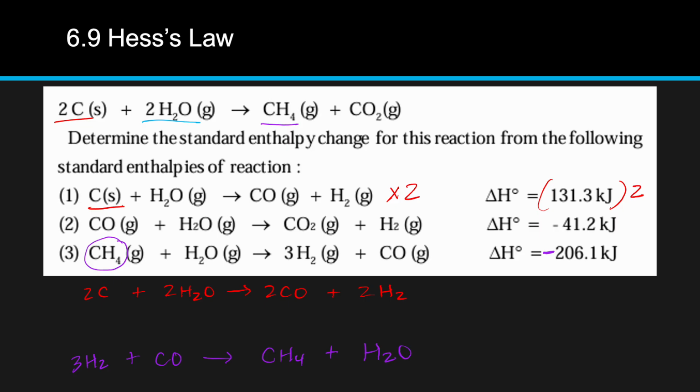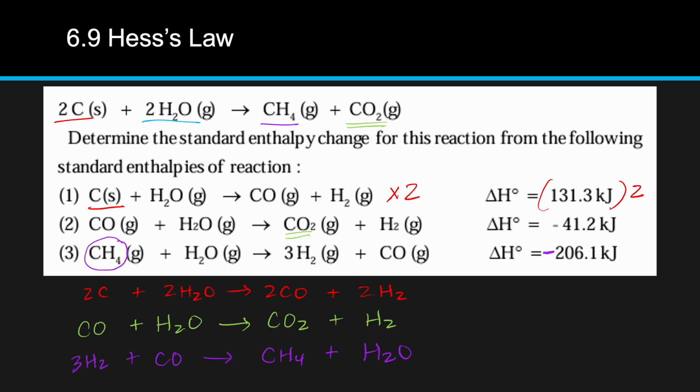And then finally, I'm going to look at CO2, my last substance. It is a product, and there's only 1 of them. And as we can see in step 2, it is a product, and there's only 1 of them. So step 2 is most likely going to stay the same. So now that we have that figured out, let's go ahead and make sure that everything cancels out the way we want it in terms of the waters.